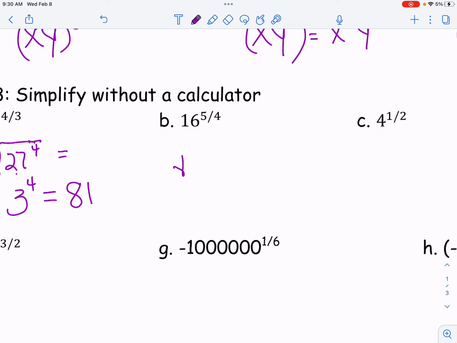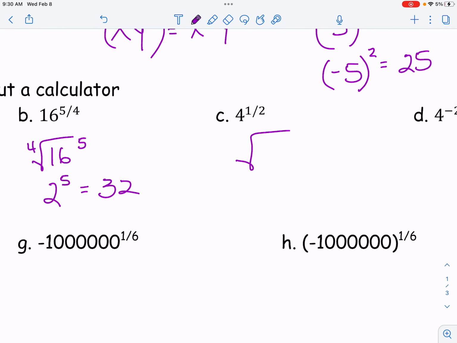This reads the fourth root of 16 raised to the fifth power. Again, do not do 16 to the fifth power. Take the fourth root of 16, that's 2. Raise that to the fifth power, it's 32. This one, square root of 4, that's 2.